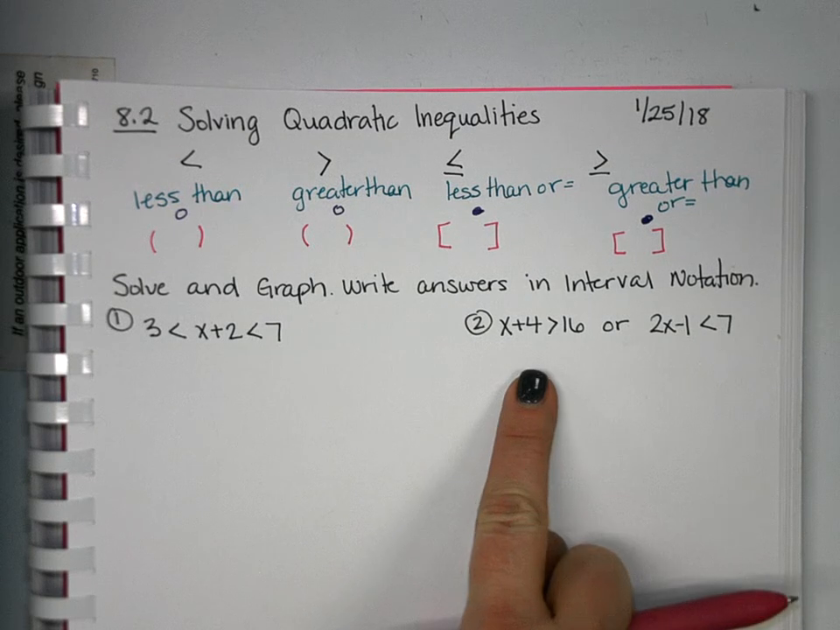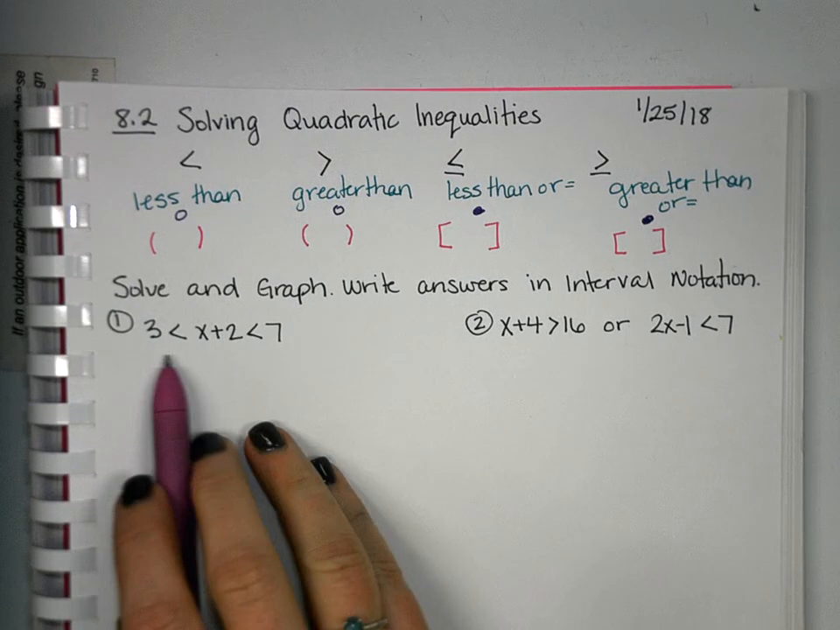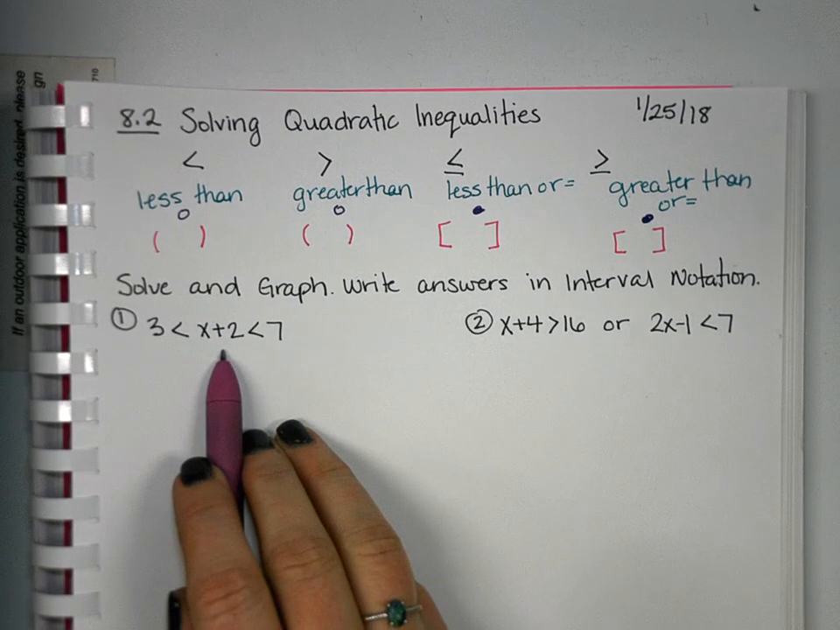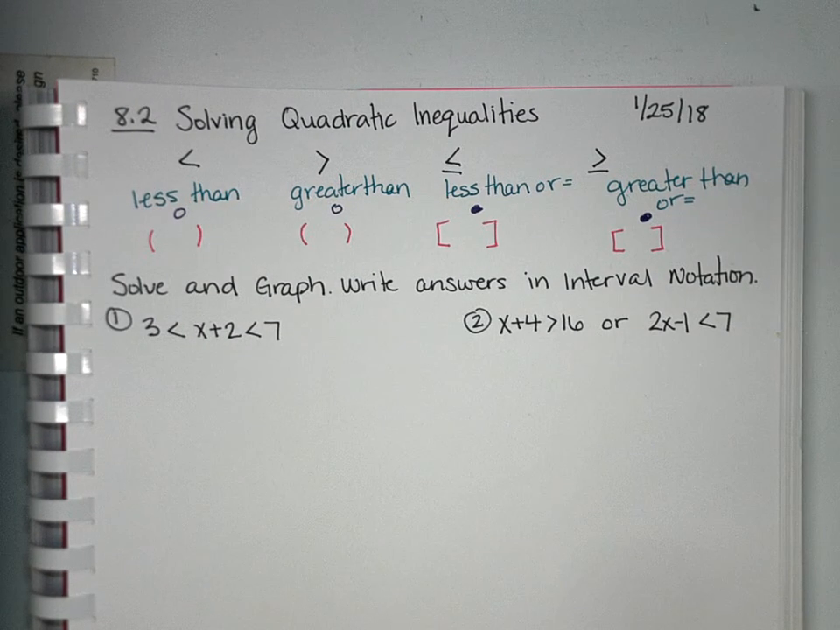So here I have two examples. We'll do two more before we call it a night, and then we'll do some more in class on Monday. So if we look at this first one, 3 is less than x plus 2, which is less than 7. So we got to solve it, graph it, and write our answer in interval notation.